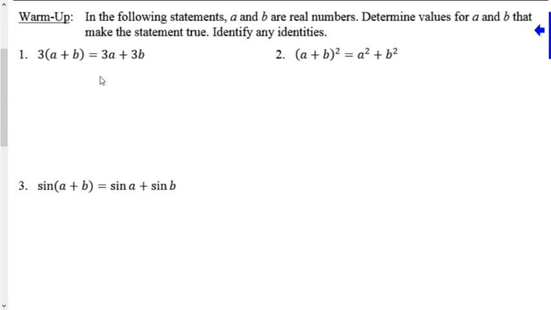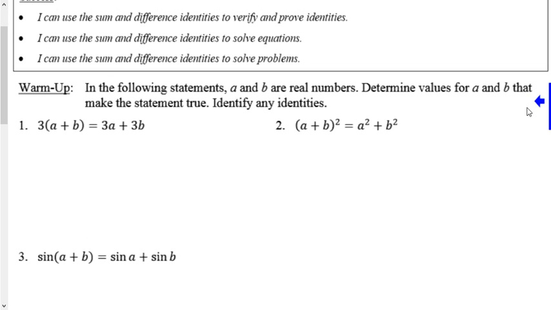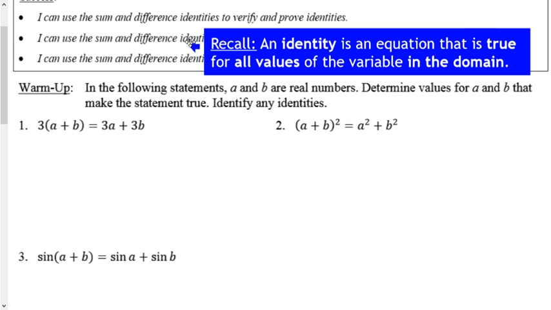And the question is, of these three, which are actually identities? And whether they're identities or not, can you find a value for A and a value for B that makes the equation true? So just a reminder here that an identity is an equation that's true for all values of the variable in the domain, whereas an equation may only be true for some of the values in the domain. So pause the video at this point and try these three questions. Find a value for A and B that makes the equation true, and then state whether the equation is an identity, yes or no.